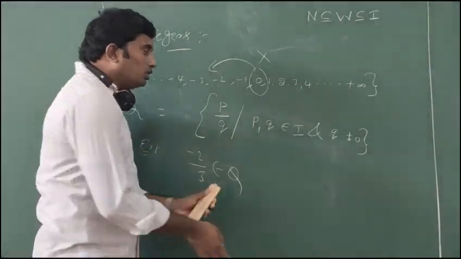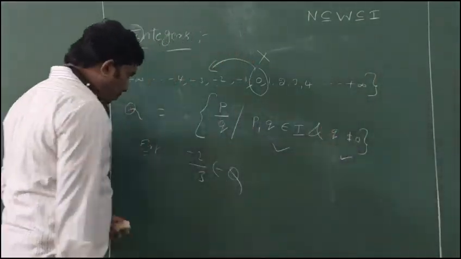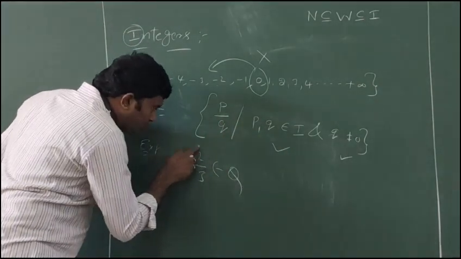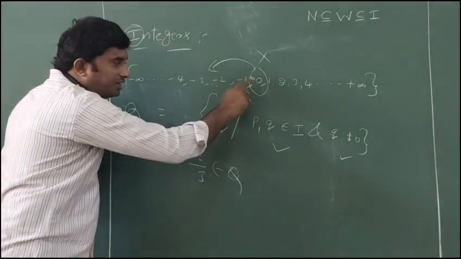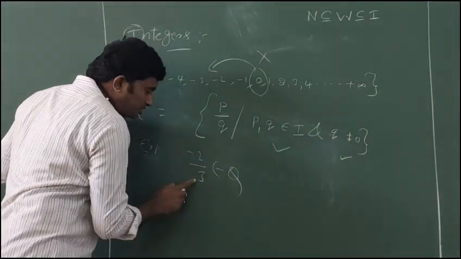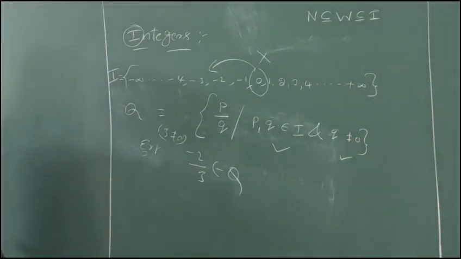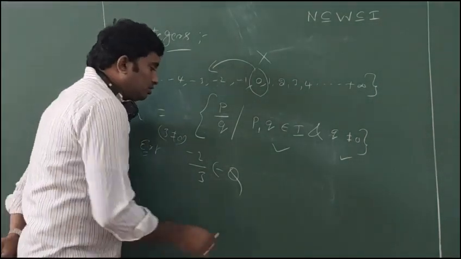What are the conditions? Two conditions. The numerator and denominator must be integers. What is the numerator? -2 is an integer, 3 is an integer, and the denominator must not be 0. Very clearly, Q is not equal to 0; 3 is not equal to 0. So therefore it is a rational number.